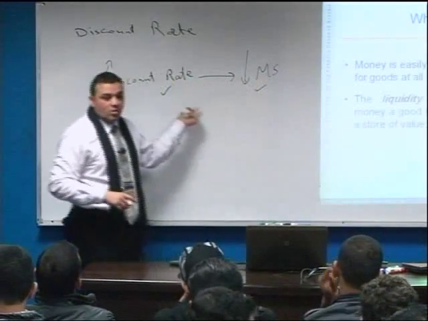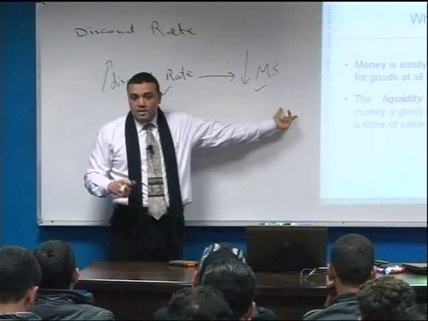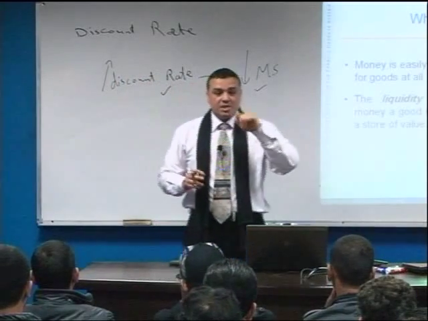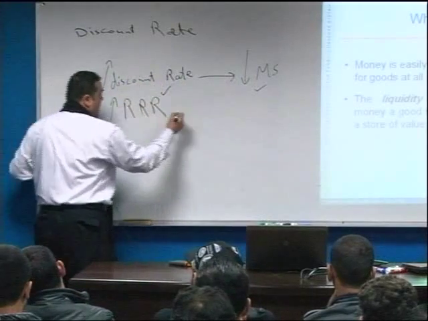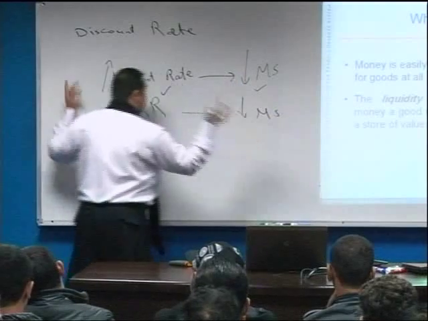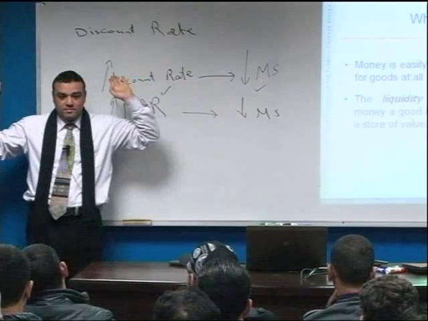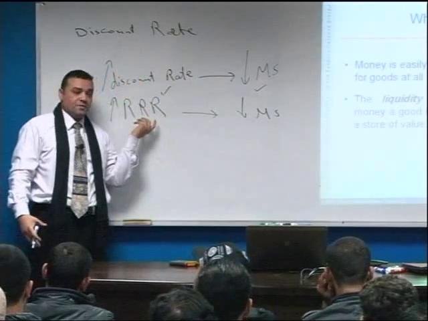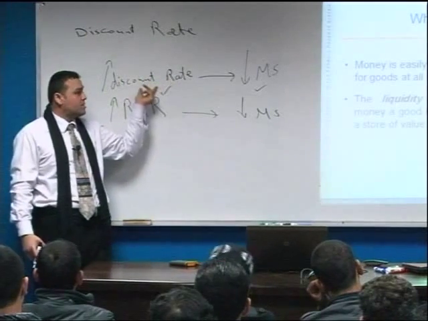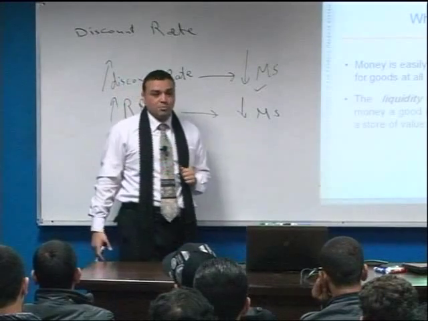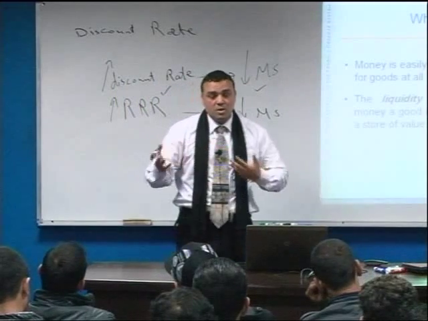The last point, so we have an inverse relationship between the discount rate and the money supply. صح؟ So in general, there is an inverse relationship between the required reserve ratio and money supply, as well as an inverse relationship between the discount rate and the money supply. هي القاعدة تبعتنا. What about the last tool that the central bank uses in order to control the money supply?